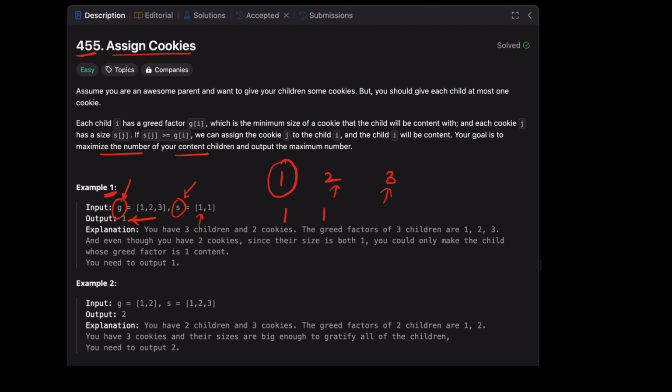While in example number 2, we have 2 kids with appetite 1 and 2, and we have 3 cookies of size 1, 2 and 3. So we can easily fill the appetite of both of the kids by assigning them these 2 cookies, and we'll be left with one cookie with size 3. I hope you were able to understand the problem statement. This is a very easy problem. So let's switch to whiteboard and discuss how we can solve this problem efficiently.